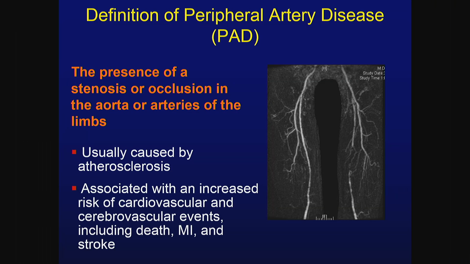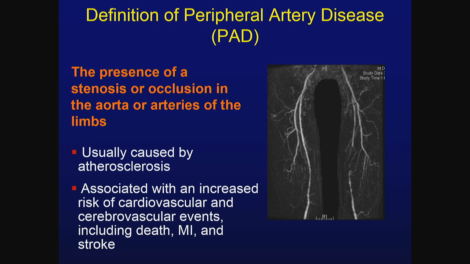Let's start with a definition of peripheral artery disease, which is best described as a presence of a stenosis or occlusion in the aorta or in the arteries of the limbs. Most commonly, we are talking about the lower extremities, but some of the points brought up today also are relevant to the upper extremities as well. It is usually caused by atherosclerosis, though vasculitis and other less common etiologies should be kept in mind.